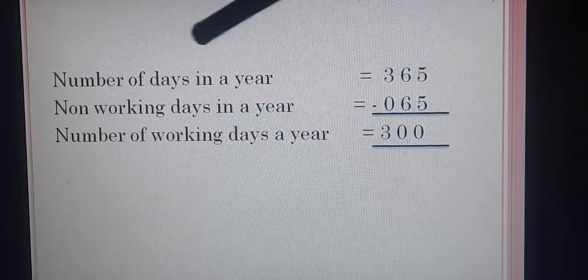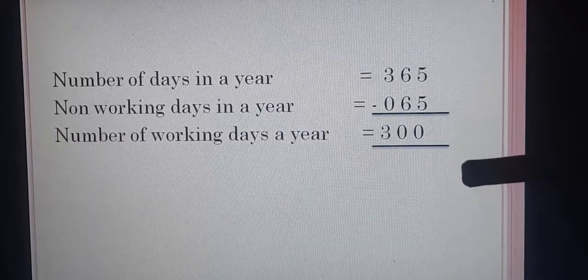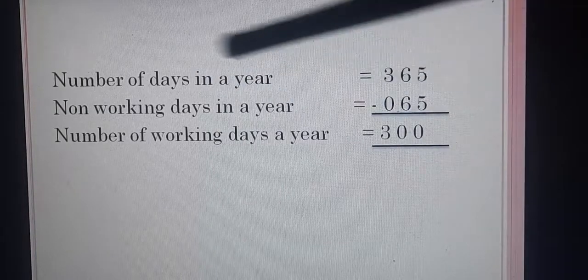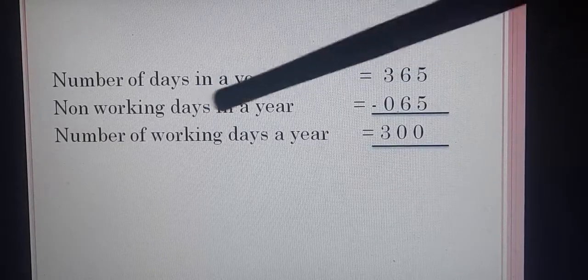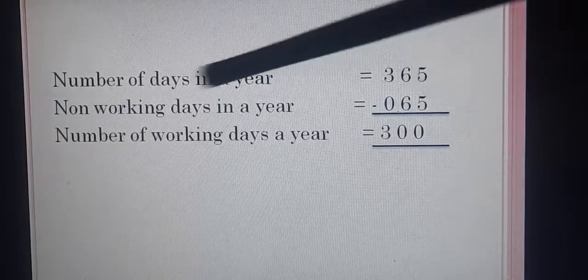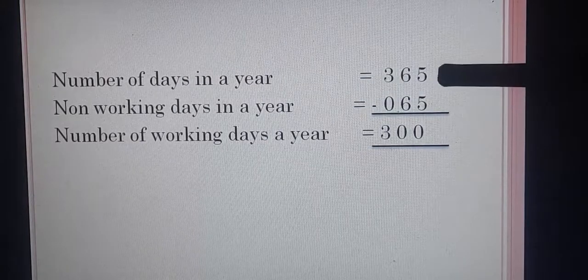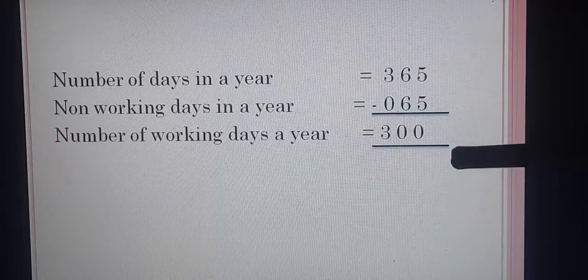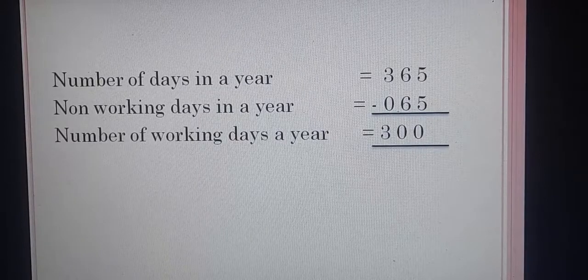So number of days in a year is 365. It is not asked in the question that it is a leap year, so we will take 365. Non-working days in a year, the days when work did not happen, are 65. Number of working days in a year: we will subtract 365 minus 65, 300 working days are there. In these days, manufacturing of the bottles is done.